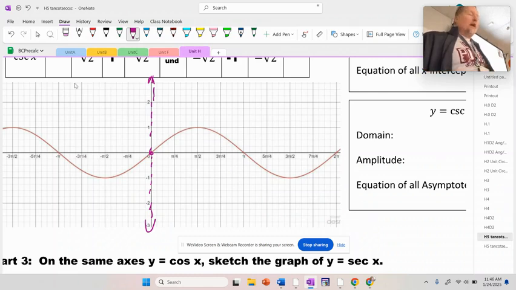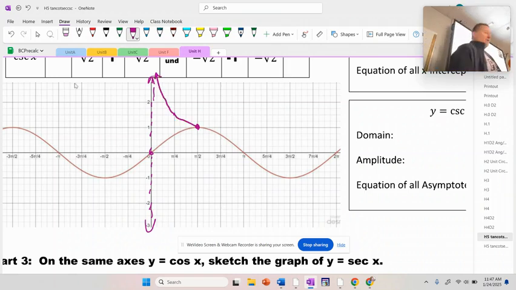Hey, what's the flip of 1? What does that become? No. What's the flip of 1? What's the flip of this? It's somewhere up here. What's the flip of this? It's way up here. This is what's going to happen with cosecant.